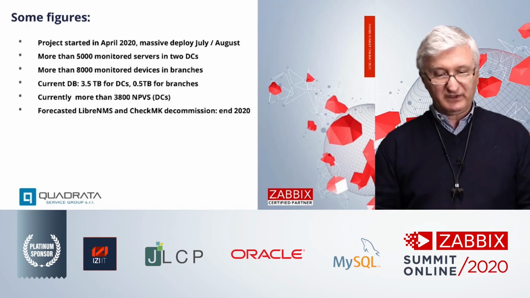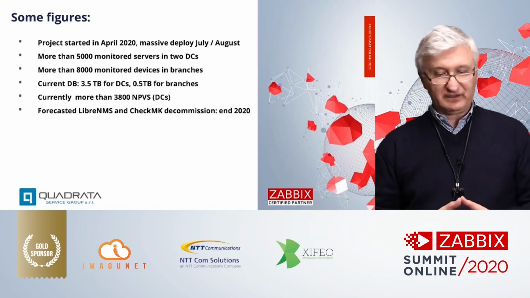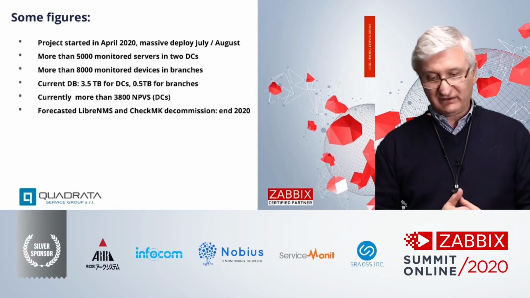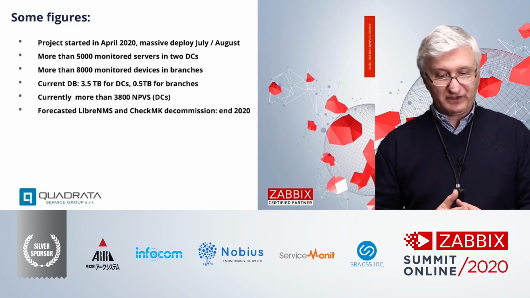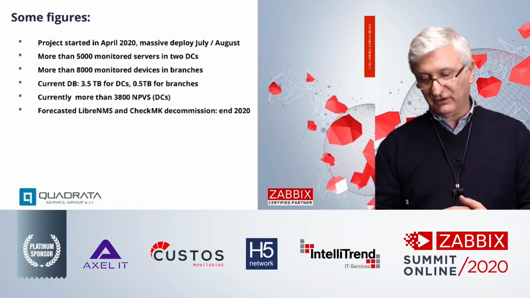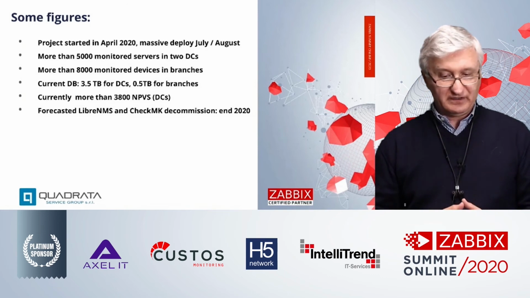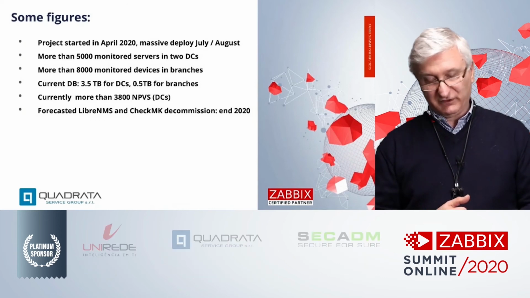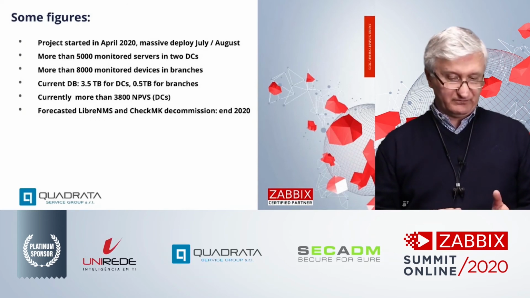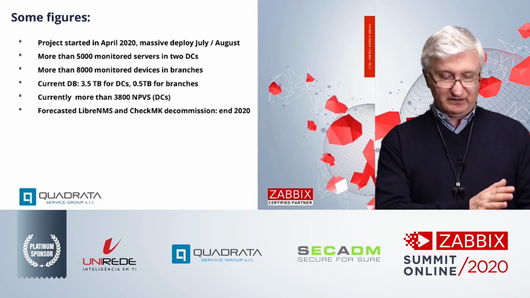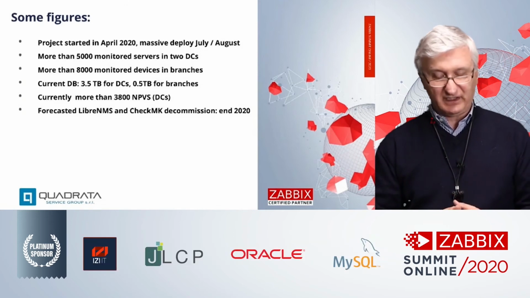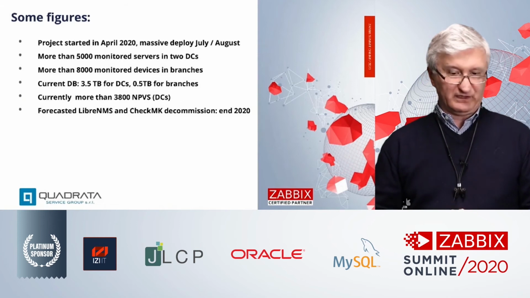The actual database is less than 3.5 terabytes for the two data centers, and half a terabyte for branches. Currently, in the monitoring of the two data centers, we have more than 3,800 new values per second, and at the moment we are in parallel. So we are working in parallel between Zabbix and the previous monitoring frameworks like LibreNMS and CheckMK, and the bank plans to decommission both by the end of 2020.